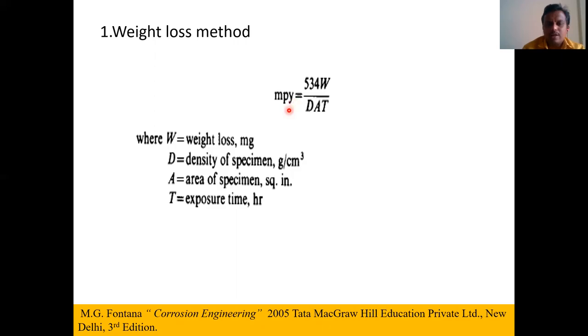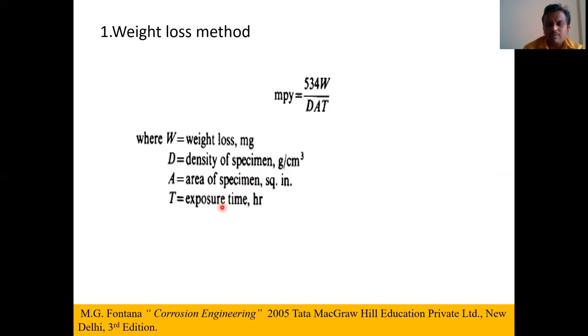The formula is MPY equals 534W divided by DAT. Here W stands for the weight loss in milligrams. Whatever weight loss occurs when the component comes in contact with the corrosive atmosphere, rust will form on that component, and because of formation of rust, the weight of the component gets reduced. That weight loss in milligrams you have to measure. Then D stands for density of specimen in grams per cubic centimeter. A stands for area of specimen in square inches, and T stands for the exposure time.